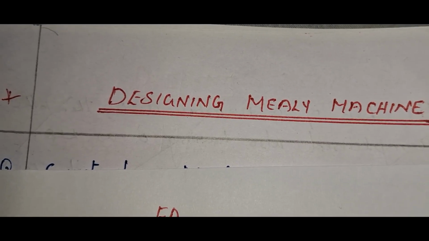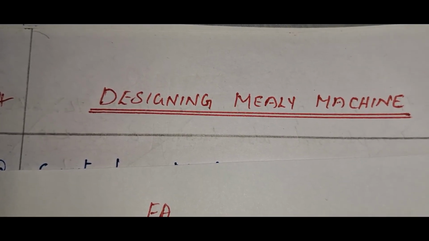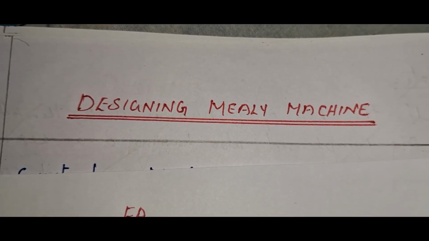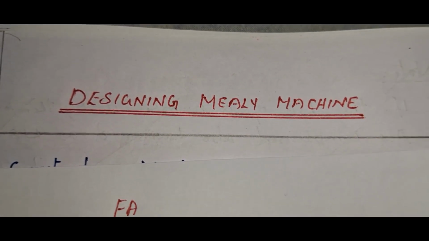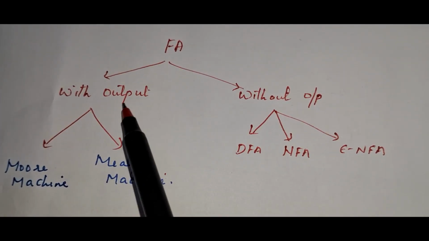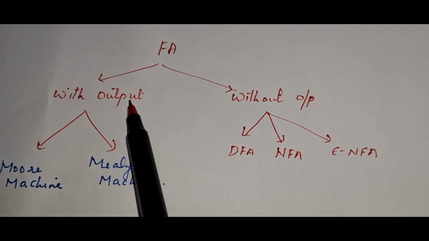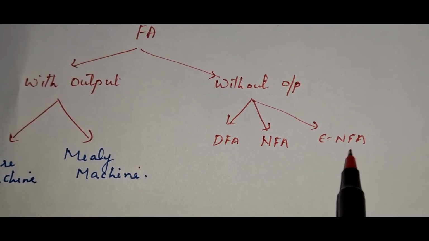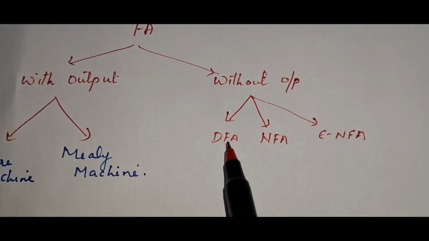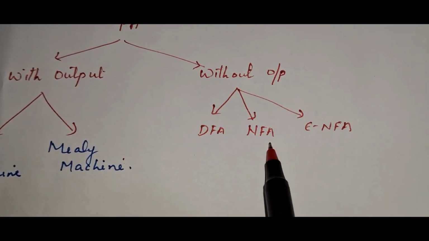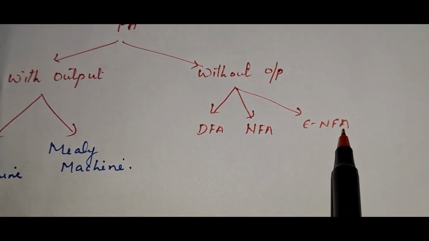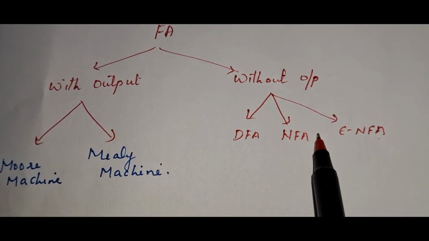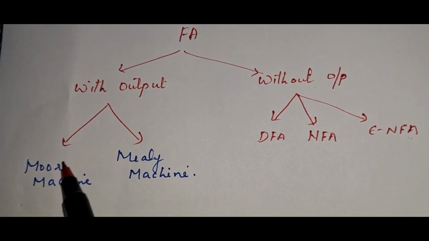So the next topic is how to construct a Mealy machine, that is, designing a Mealy machine. You already studied what a Mealy machine is in the previous video. Automata are divided into two types: finite automata with output and without output. Without output, there are DFA, NFA and epsilon NFA, which you already studied, including how to construct them and the conversion between them. With output, there are the Moore machine and the Mealy machine.